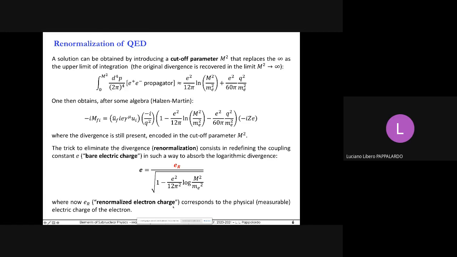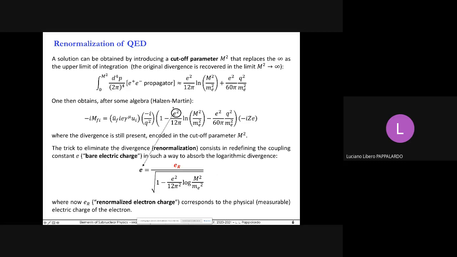The magic of all this is that you get two things at once. First of all, in this way you eliminate your divergence, because you have an infinity in the numerator and also in the denominator. And then you define a new object, which is the renormalized electron charge, which is the one that corresponds to the physical, measurable electric charge of the electron. Let me try to clarify this better. I understand this is not trivial at all.